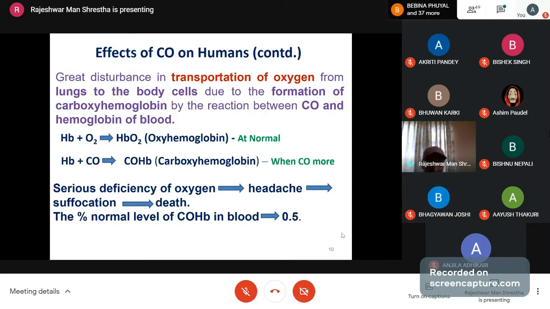Then after that, the person suffers from headache, then suffocation, and finally death. The normal percentage of carboxyhemoglobin in blood is 0.5 percent. When this percentage increases, it causes a deficiency of oxygen in different body cells, due to the formation of carboxyhemoglobin by the reaction between carbon monoxide and the hemoglobin of blood.